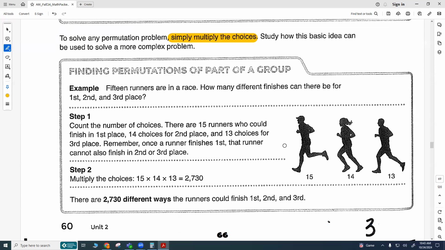Okay. So if we look at the next example at the bottom of page 66, we have 15 runners in a race. And then it asks, how many different finishes can there be for first, second, and third places? Okay, so we're not, yes, Ryan? I think it's 9. 9 what? Oh, okay. What are you multiplying to get 9?